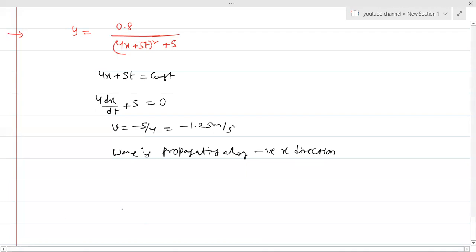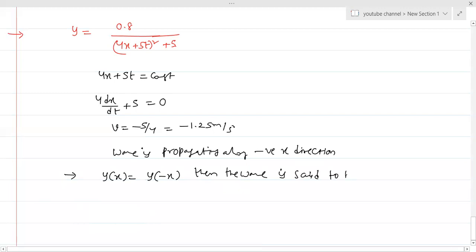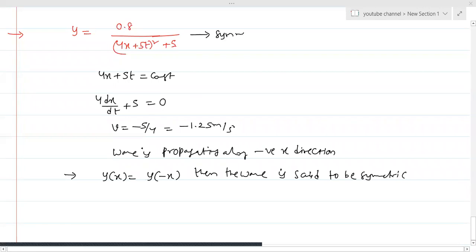So we need to check whether this equation is symmetric or non-symmetric. For this one we have a relation: if y as a function of x is equal to y as a function of minus x, then the wave is said to be symmetric. So therefore, this is a symmetric one.